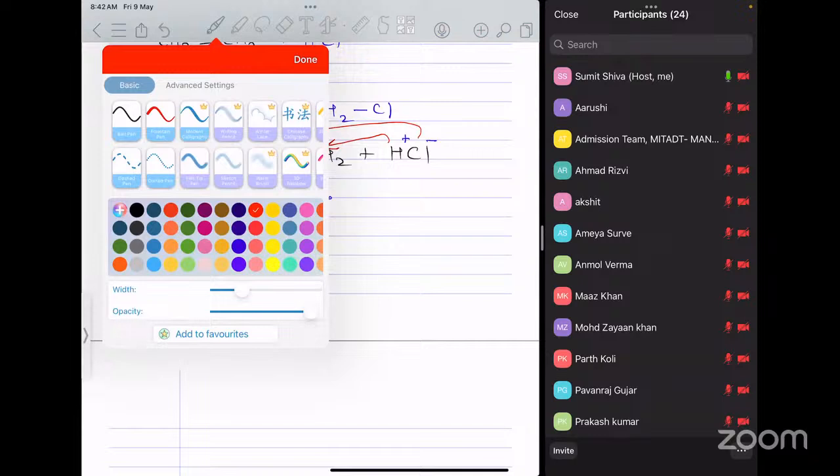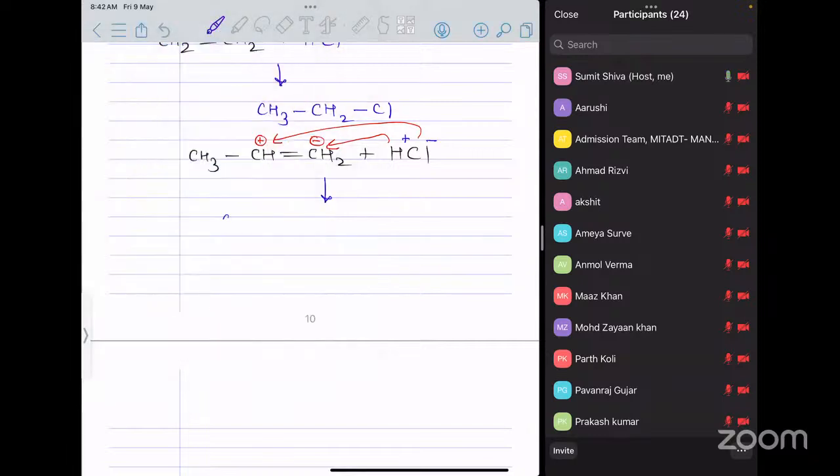So we will get CH3 CHCl single bond CH3, because CH2 will get H, so it will be CH3. Or there is another condition in which negative will be connected with negative and positive will be connected with positive. This will be CH3 CH2 CH2Cl.